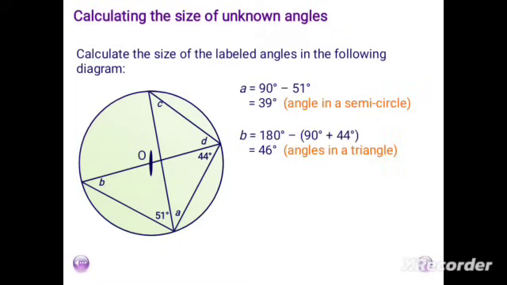Then we can find B. To find B, we'll take 180 minus 90 plus 44, and that will give us 46 degrees, because the property is angles in a triangle adding up to 180 degrees.